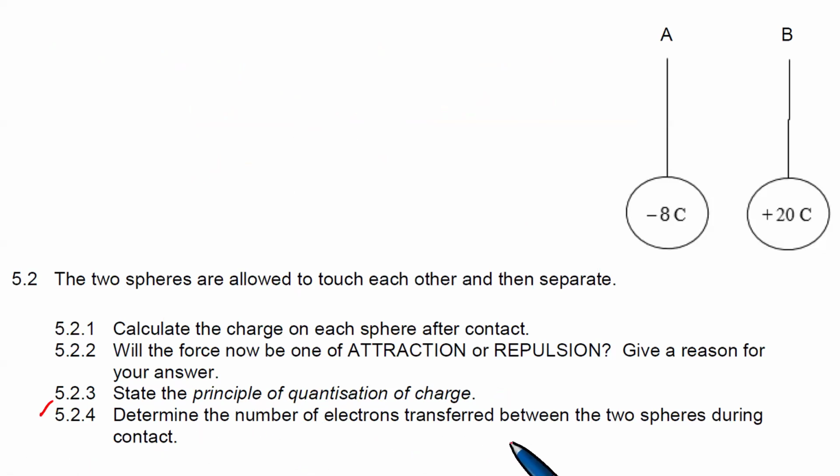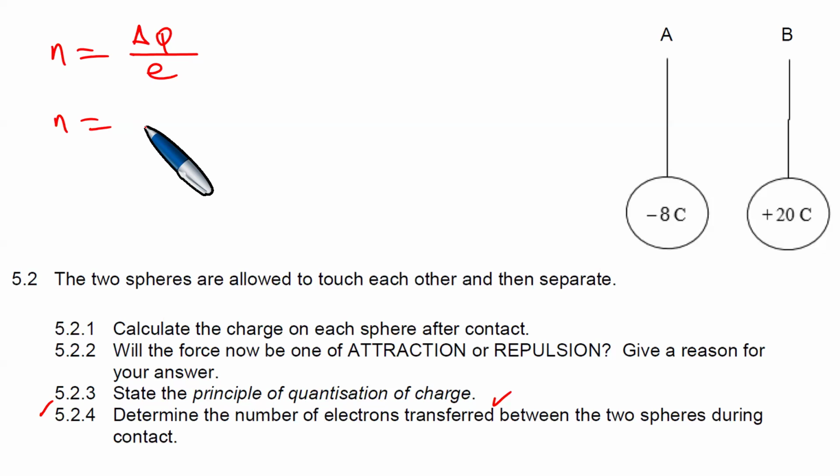Determine the number of electrons transferred between the two spheres during contact. Right, so to find the number of electrons transferred, we use the formula. What formula do we use for the number of electrons, Paul? It is the change in charge divided by the charge on one electron. When these were brought next to each other, there was a transfer of charge.